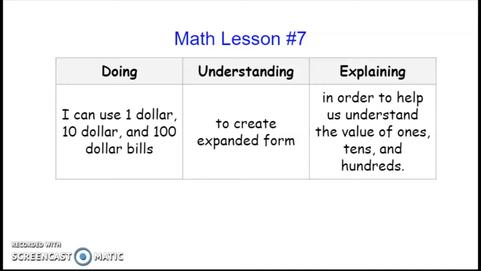I can use $1, $10, and $100 bills to create expanded form in order to help us understand the value of ones, tens, and hundreds. Fantastic job, my friends. Let's jump straight into our teacher model.